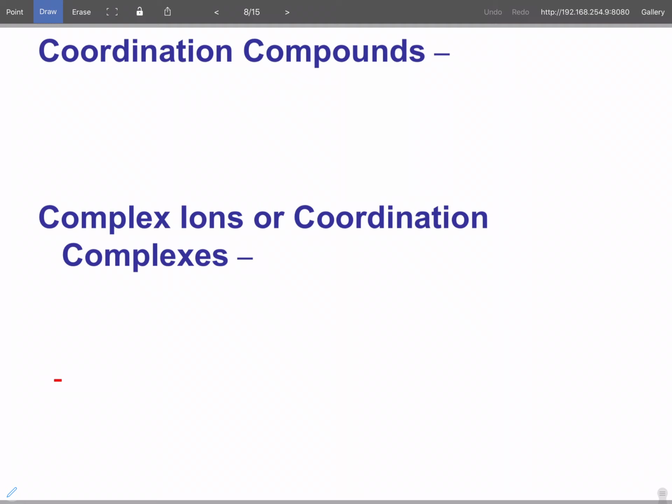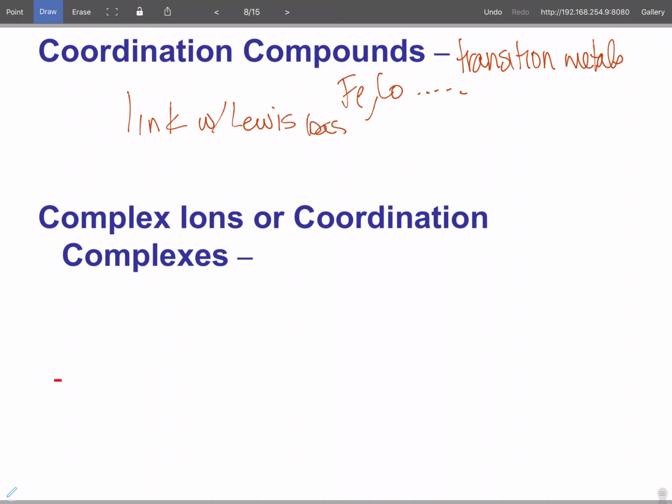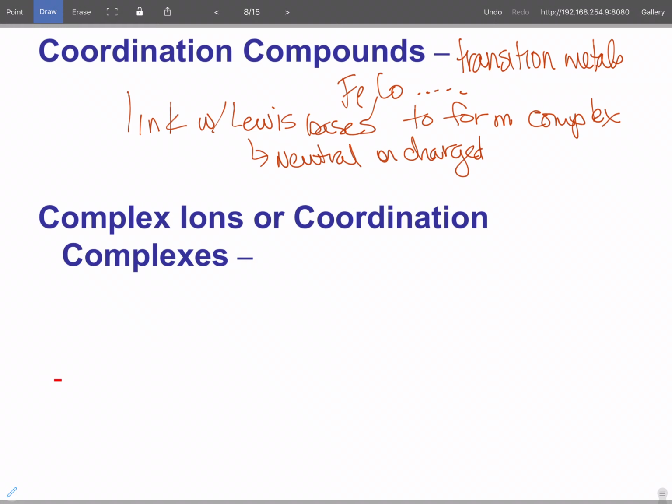Okay? So that brings us to coordination compounds. Now, coordination compounds are when you take transition metals, and remember your transition metals are the D block, okay, iron, cobalt, etc. Okay, they're going to link with Lewis bases, and these could be neutral or charged, to form complexes. Okay? Now, because this is very common with transition metals, then you can call these complex ions or coordination complexes. Tomato, tomato, they're pretty much the same thing.